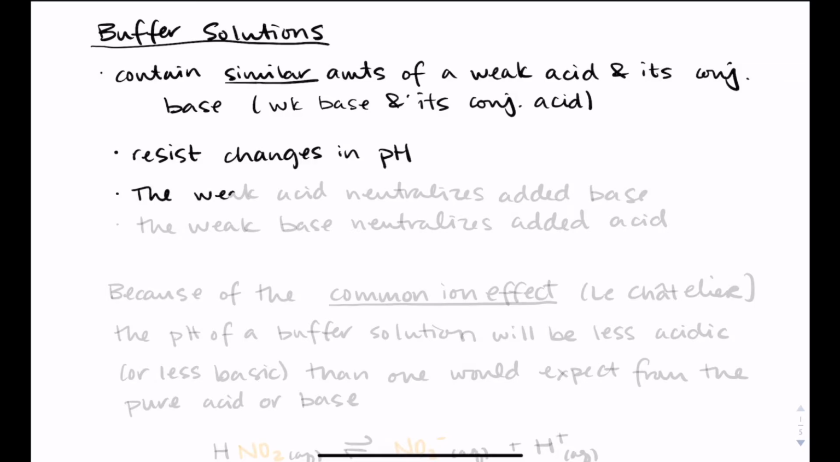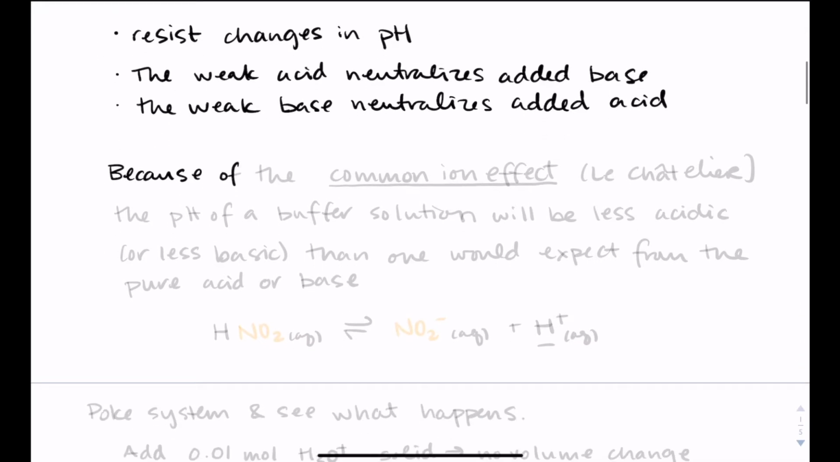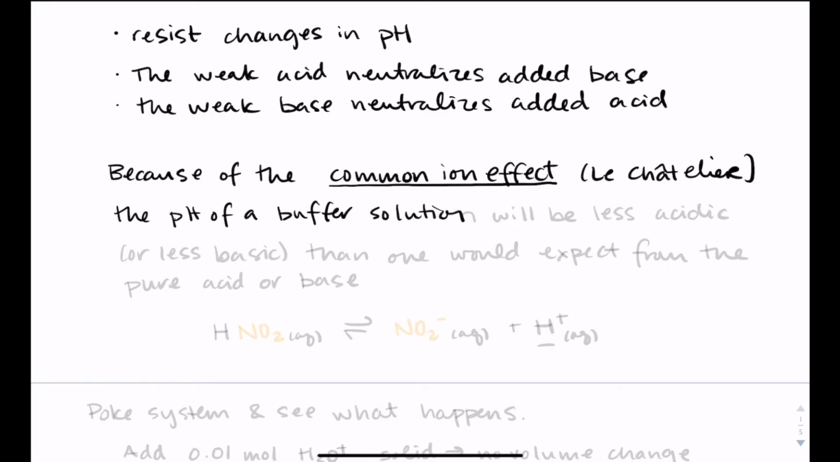In the buffer solution, if you add base, there is a weak acid there to neutralize it. And if you add acid, there is a weak base there to neutralize it. And the thing that is important about it being the conjugate pair is that if you take a weak acid and react it with a base, the product is the conjugate base of the weak acid. So whenever you react one buffer component, you generate the other component as the product.